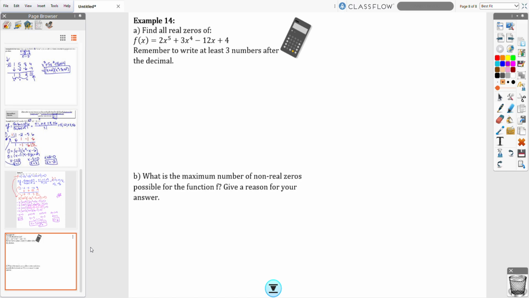So our zeros, remember, that's when we said the y value equals 0. Remember, our equation was equal to 0 on all of these. So if y equals 0, those are x-intercepts. So your zeros or your roots are on your x-axis. So we're looking for x-intercepts.